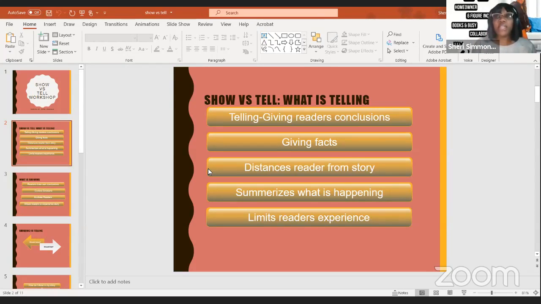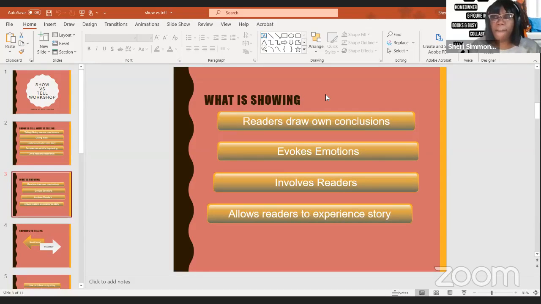So when you're telling in your story, that means you're giving details. You're giving the readers their conclusions, you're giving them facts. It distances the reader from the story and it summarizes what is happening. It also limits the reader's experience because they are not able to draw a conclusion, because you gave it to them. They're not able to infer anything because you gave them the facts. It distances them from the story, where whatever you presented to them is what it is.